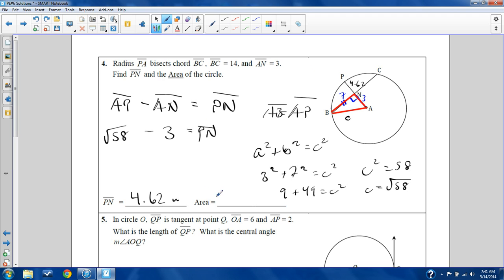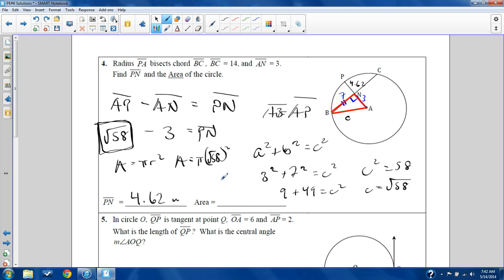Okay, your area of a circle is pi r squared. We know that our radius is square root of 58. I want to use this exact number. Okay? Square root of 58. So A is pi times the square root of 58 squared. Square root of 58 squared is 58. So your area is 58 pi.